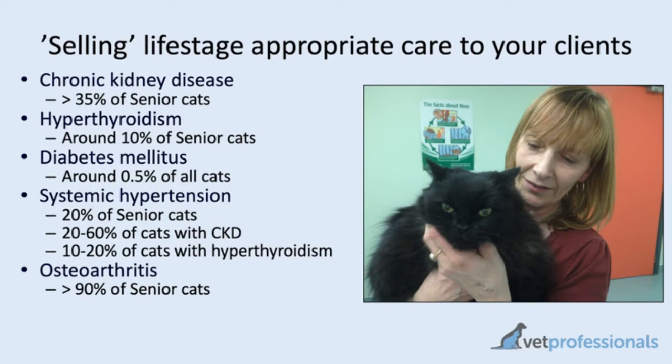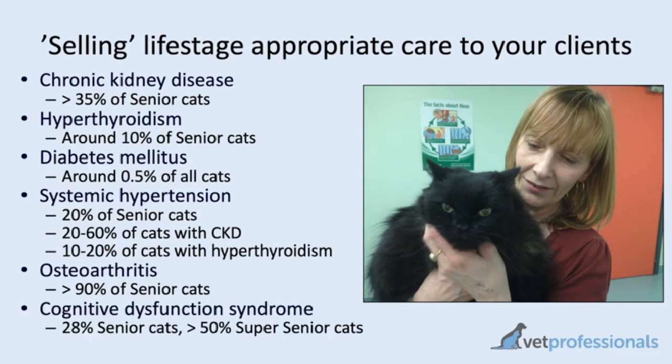And whilst not all of those cats will be in severe chronic pain, maybe half of them will have significant pain in association with that. And then lastly, we have cognitive dysfunction syndrome, the cause of feline dementia, which is also very common, affecting more than a quarter of our senior cats and more than half of super senior cats. So really, if you have a cat that lives to be in the senior or super senior age category, it's highly likely to have one or more of these issues. And there are positive things we can do to help all of the issues that I've listed on this slide.